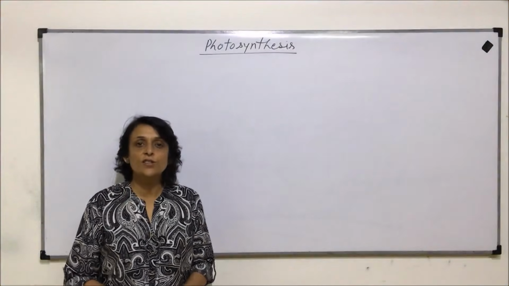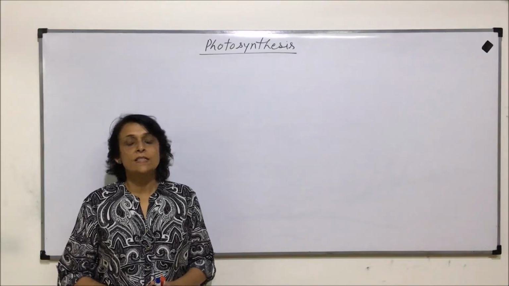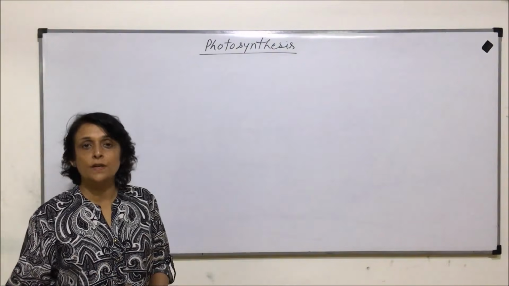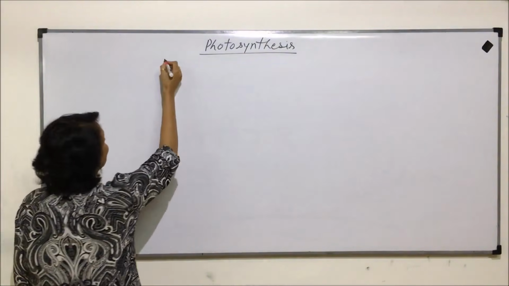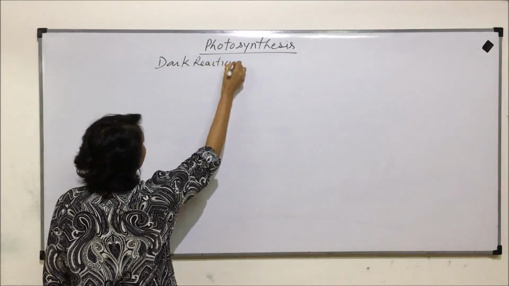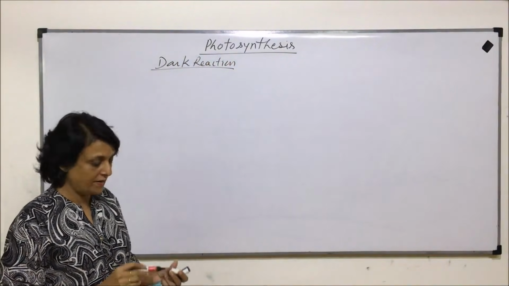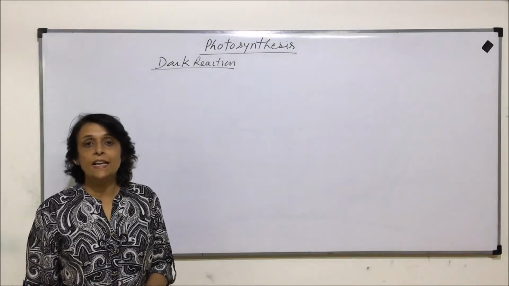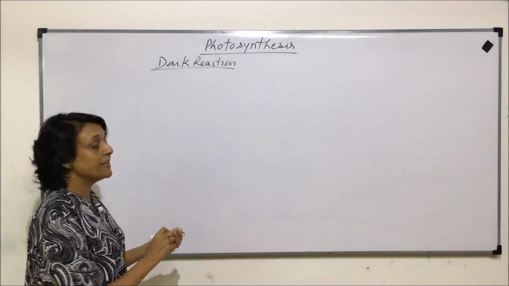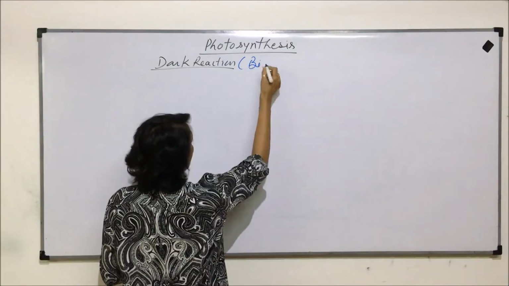Now that we have understood the light reaction, both pathways, non-cyclic and cyclic photophosphorylation, let us see the second phase of photosynthesis, that is dark reaction. As we have discussed, this is a light independent reaction, that means it can take place in presence of light as well as in absence of light. This reaction is also known as biosynthetic pathway.